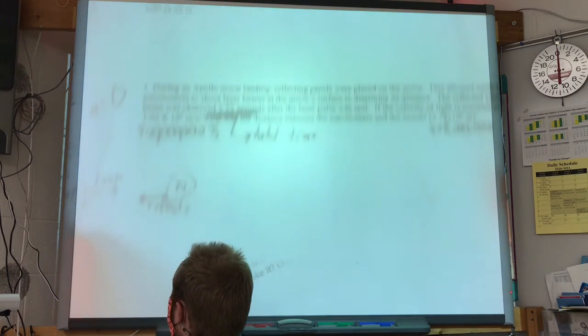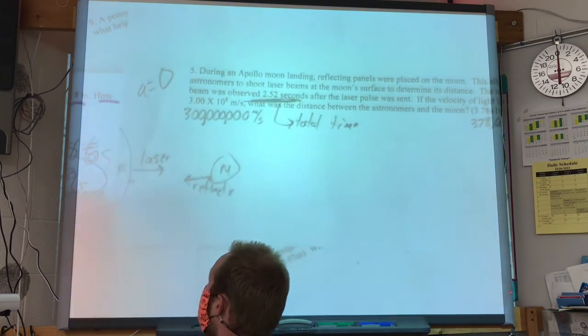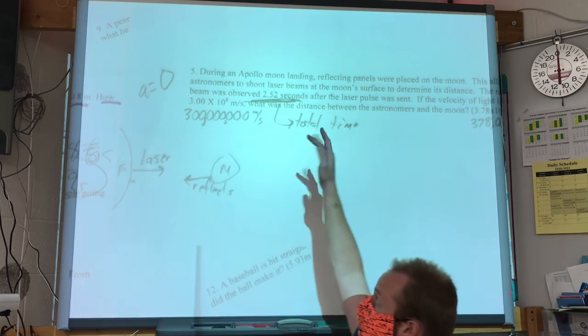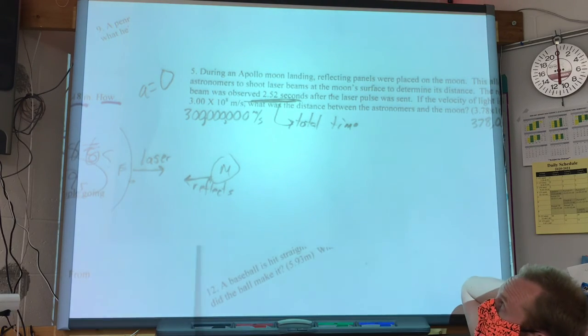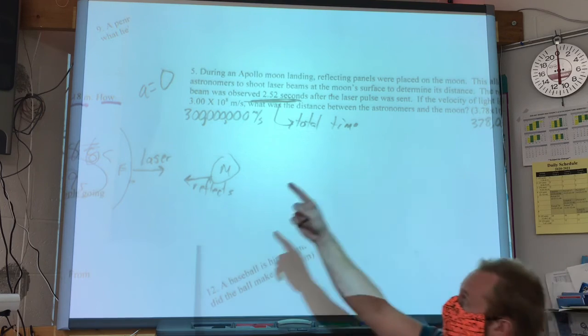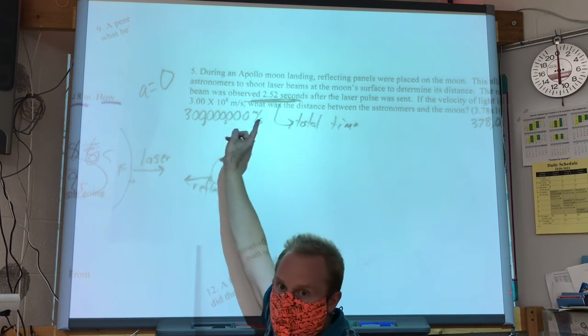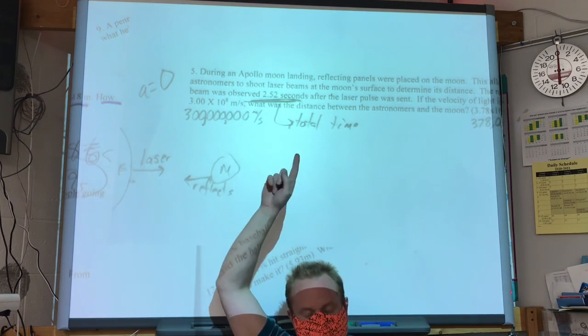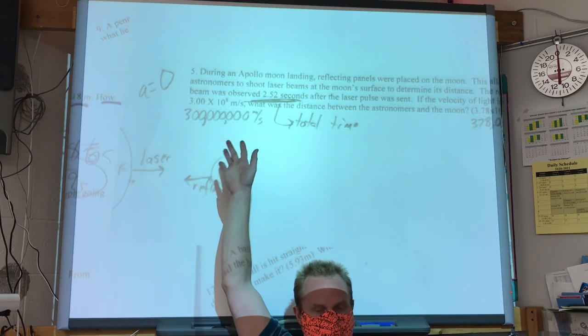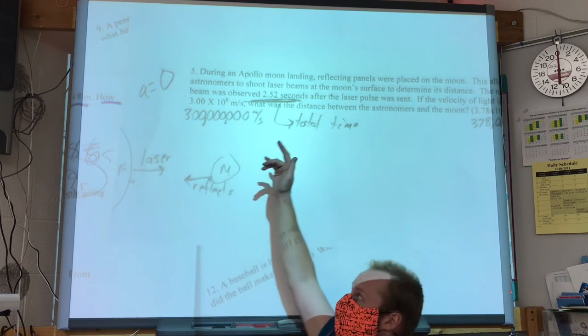If you take a look at number 5, they did an amazing picture. We have the Earth, we have the Moon. They put a reflector on the Moon during one of the Apollo missions, and they can blast a laser beam at 3 times 10 to the 8th, which is 300 million meters per second. Some people hate scientific notation. There it is for you.